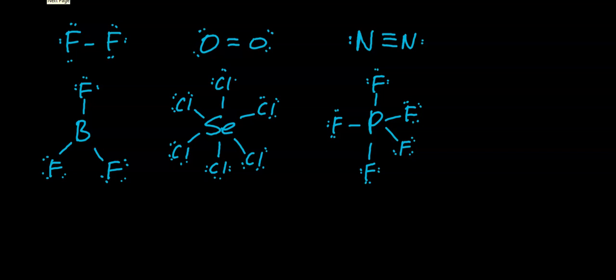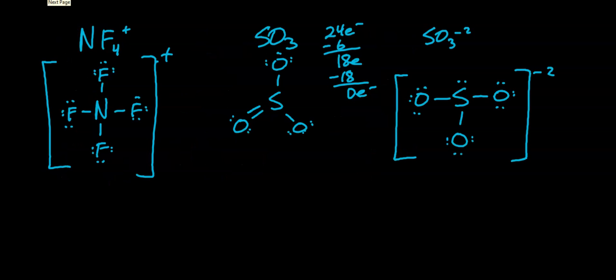F2, O2, N2, they're all nonpolar, therefore they all exhibit just dispersion forces. Oh, I skipped some earlier. I just realized that. All right, BF3 is nonpolar. It's a symmetrical molecule. Therefore, it will exhibit just dispersion forces. SeCl6, also symmetrical, also nonpolar, also dispersion forces. PF5, also symmetrical, also nonpolar, also dispersion forces. So everything on this slide exhibits just dispersion forces. They're all nonpolar. We don't do polarity or intermolecular forces for ions, so we'll skip those.